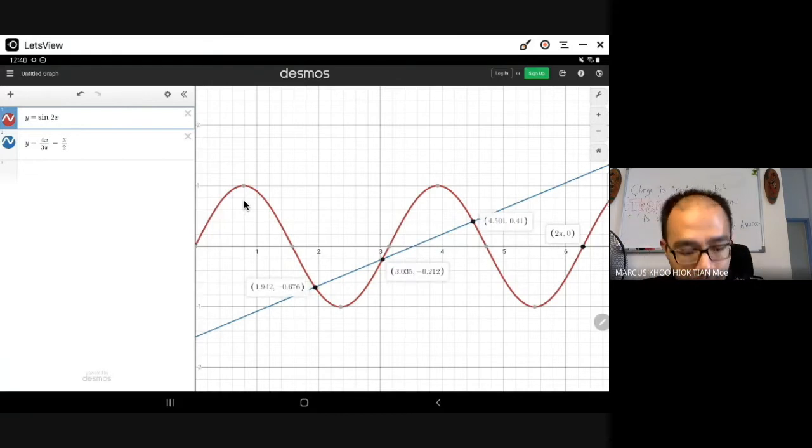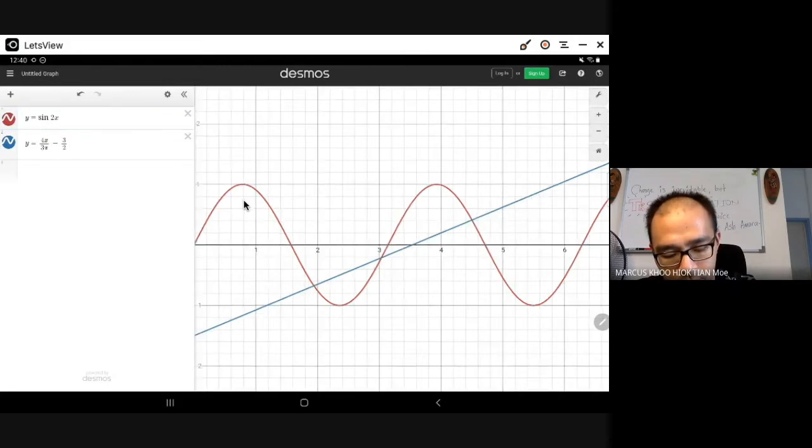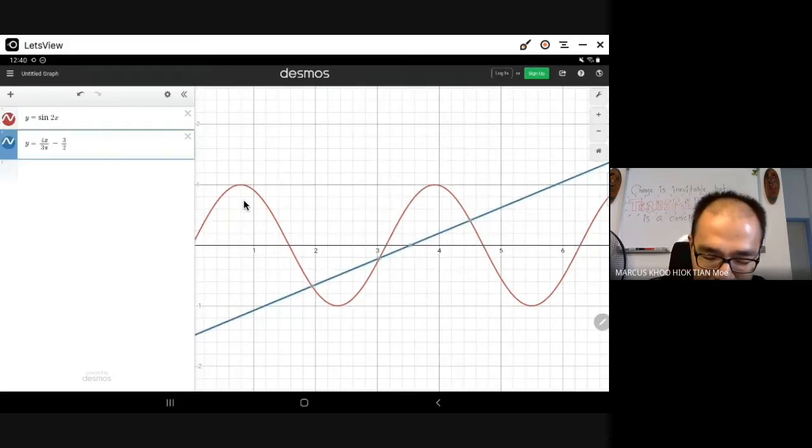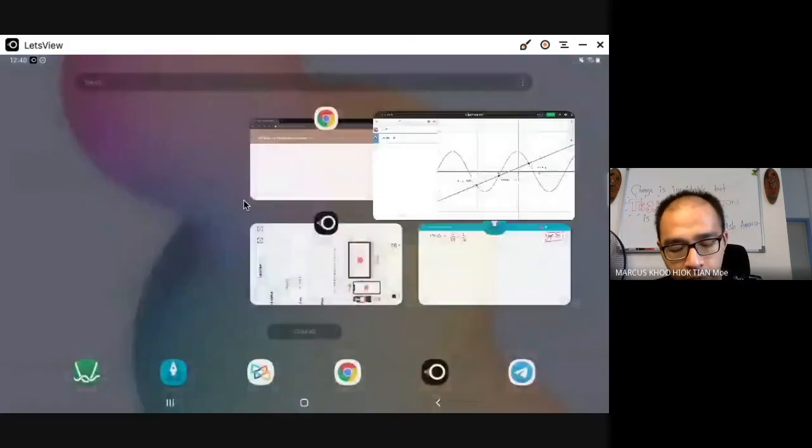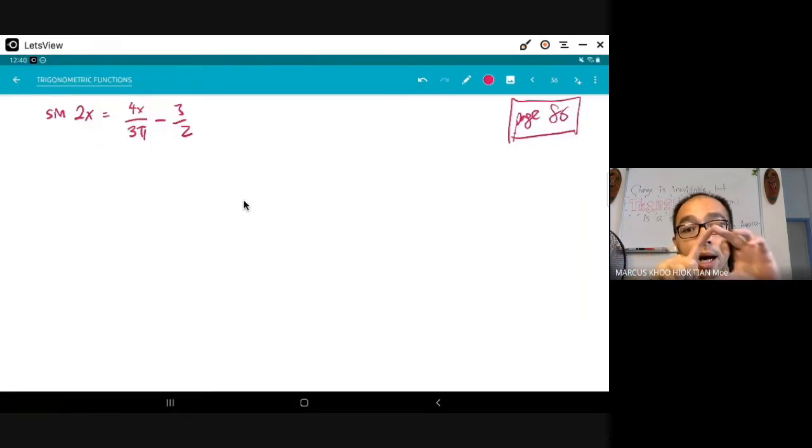So the question is, how do we find this x value, which is 3.035 and 4.501? We want to know how to find the x values where there is a solution. It's the same thing that you learned in Form 4 when you were doing graphs. So the first thing that we need to learn is how to make the table.